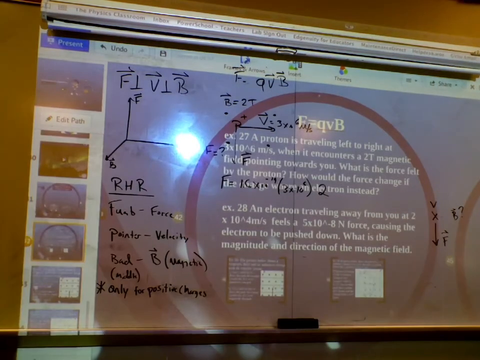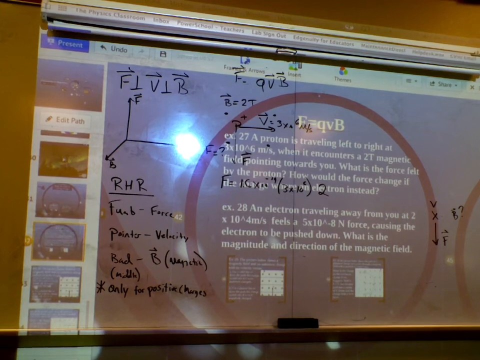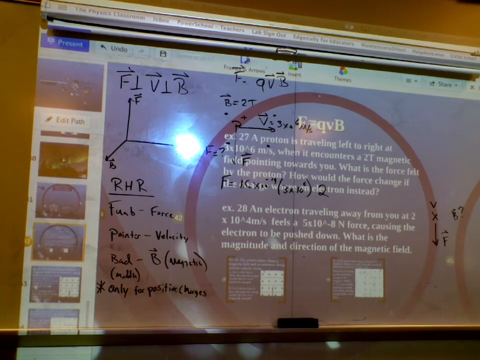Okay. So I've drawn a picture to kind of help you out. Is that 2 times 10 to the 4th? Yep. Why doesn't it just say 20? Because it's fun making you use scientific notation.